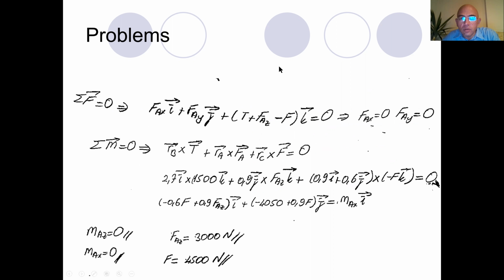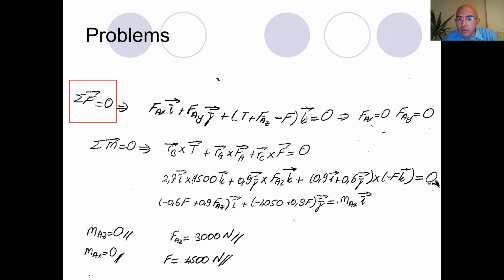Now, I have two equilibrium conditions, and the first one is that the sum of the forces in all directions has to be equal to 0. So it's a vector sum. This means that Fax i, Fay j plus the tension in the cable, because I have only the Z component of the tension in the cable, T plus Faz minus F k vector is equal to 0.